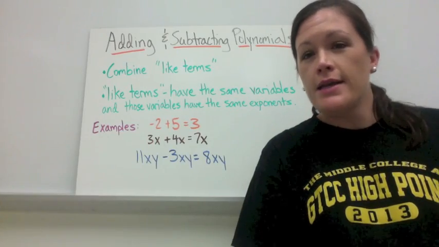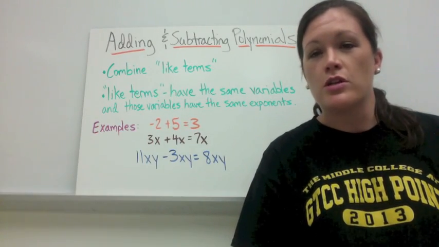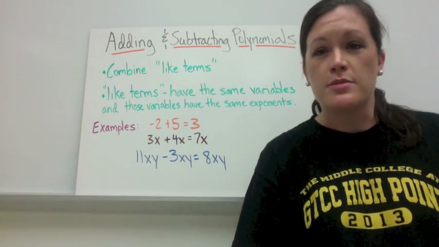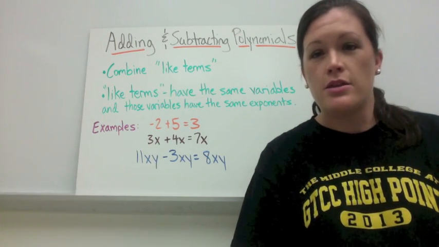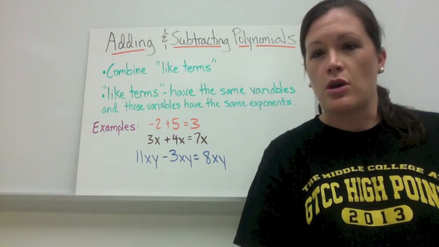Talk about adding and subtracting polynomials. When you're adding and subtracting polynomials, you want to look to combine like terms. Like terms are when you have terms that have the same variables and then those variables have the same exponents. Some really simple examples are right here.